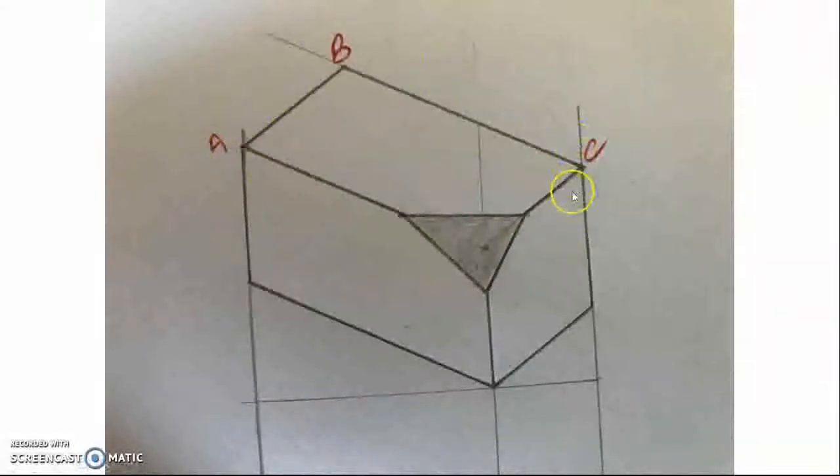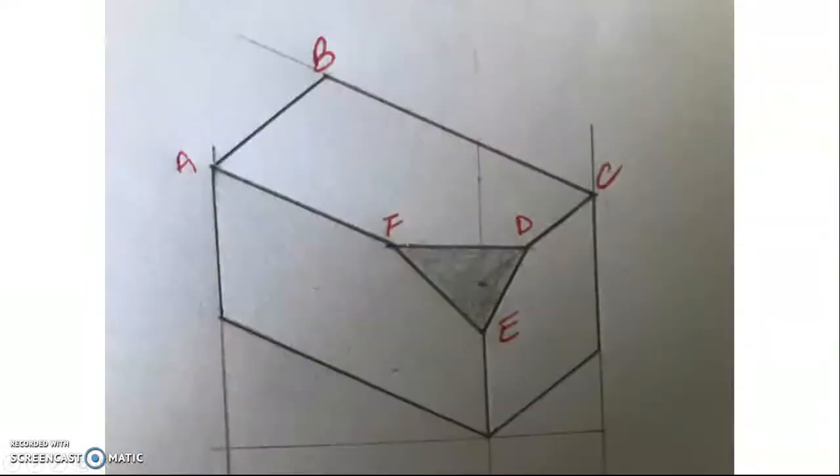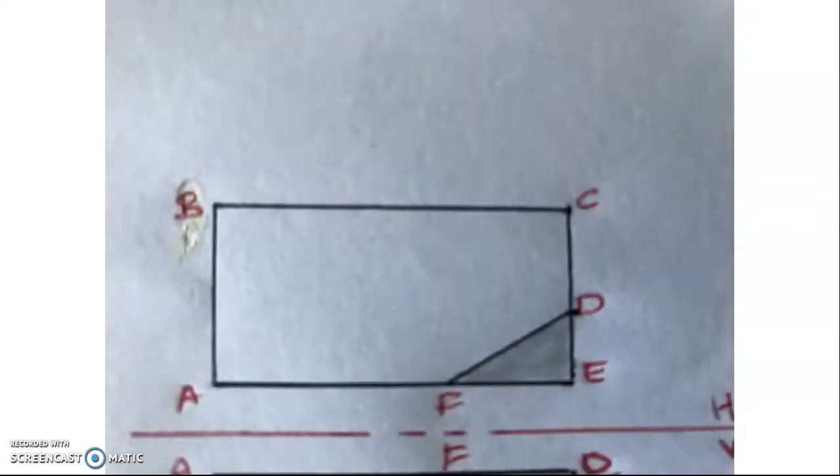Okay, A, B, C, and completing that shaded region D, E, and F. So the shaded region, which is inclined, forms a triangle represented by D to E, E to F, and F to D. Right. So the next step you will do is take these labels and represent them on your plan. Right. So which I have done here.